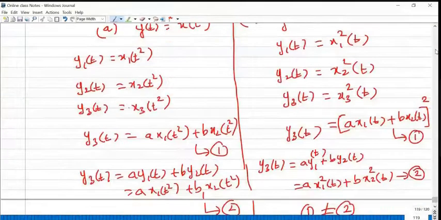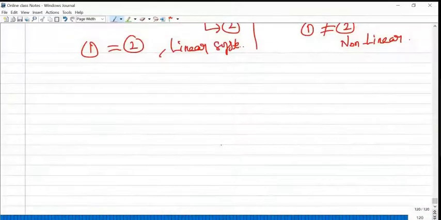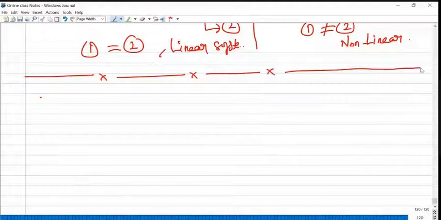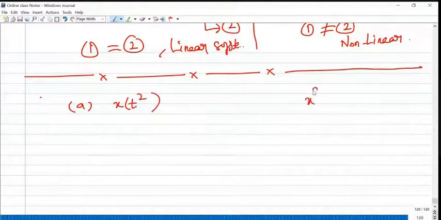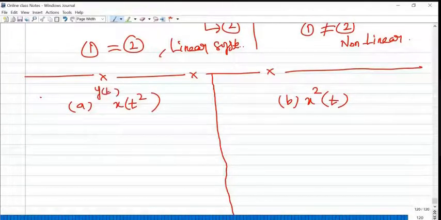So x of t square, linear, non-linear. Sorry, time invariant and time variant. Which one is time invariant? Static, dynamic we identified. Causal, non-causal completed. Linear, non-linear we completed. So x of t square, x square of t: identify whether it is time variant or time invariant. What is the step to identify time variant, time invariant?